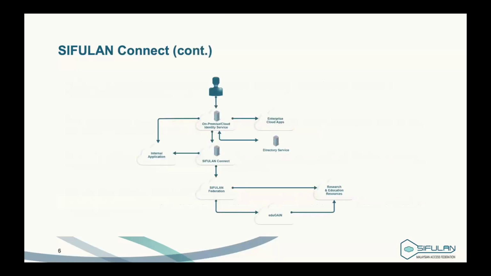So this is the architecture of Sifulan Connect. It can be connected with any on-prem or cloud identity service. I think we have tested with many IDMS software like Entra ID Connect. We have tested also with Google Workspace, NetIQ, Keycloak, CAS, and among others. Then the on-prem or cloud IDMS is connected to Sifulan Connect, which works as a proxy to the identity federation world, either straight away to the Sifulan Federation or going through eduGAIN first. Even in some cases, institutions love Sifulan Connect so much that even for internal applications, they also connect with Sifulan Connect.